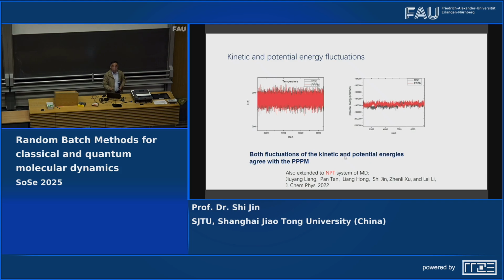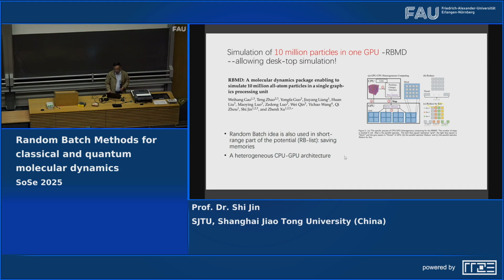And later, actually, molecular dynamics are very sophisticated. They're all different ensembles, this NVE, NPT, all these different ensembles. So this method has been extended to all these different ensembles. And more recently, we also use random batch not only for the long-range interaction, we also use it for short-range interaction. And now, with one GPU, we can do 10 million all-atom molecular dynamics simulation, only in one GPU. So that's our recent result.